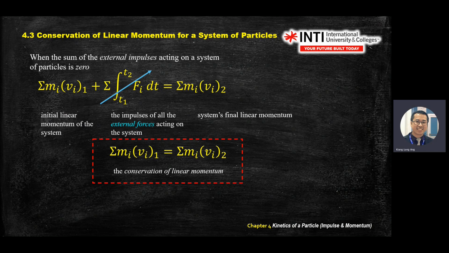Okay. So you have two equations for chapter 4. The first one is the principle of linear impulse and momentum. The second one is conservation of linear momentum. You get conservation of linear momentum because all the external forces acting on the object equal zero. You sum all the forces, balance, equilibrium, then zero.